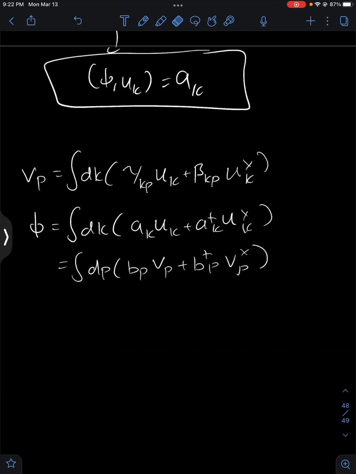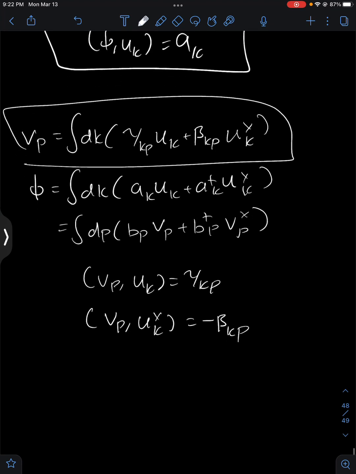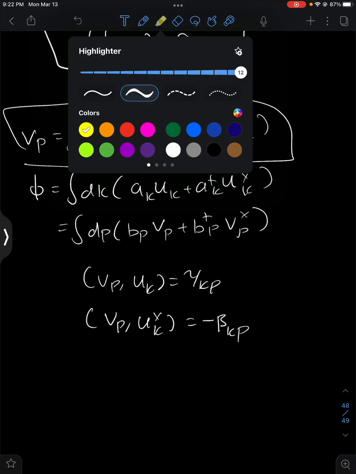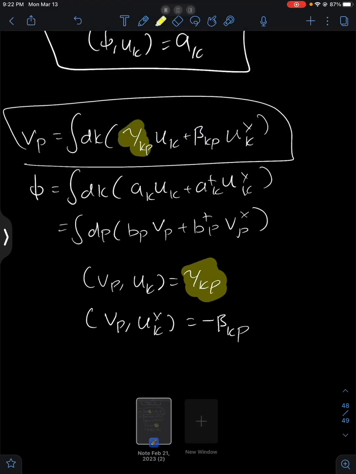Cool. And using similar arguments, we can show that v of p with u_k is going to be gamma_kp, and then v of p with u conjugate k is actually going to be equal to minus beta_kp. And that's for this over here. So this gives us a direct way of calculating the Bogoliubov coefficients. And those are what these are, if you guys didn't know.